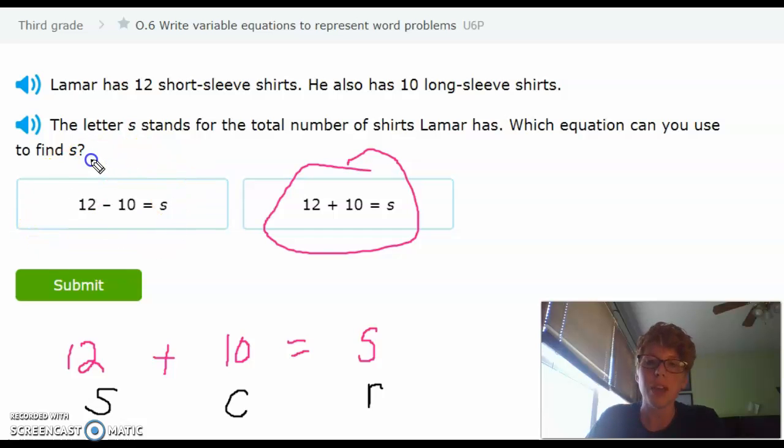The 12 take away 10 equals S. When I read that problem, I'm thinking that Lamar had 12 short sleeve shirts and he lost 10 of them somehow. Maybe they got ruined in the laundry, maybe his dog ate them, maybe his little sister cut them up. We don't know. But this word problem shows subtraction. This one shows addition. So I can clearly see the difference in these. And I hope you can too. We're going to do another one together.